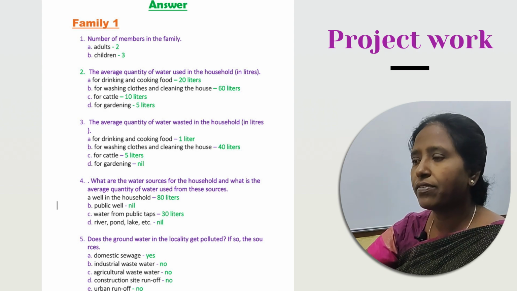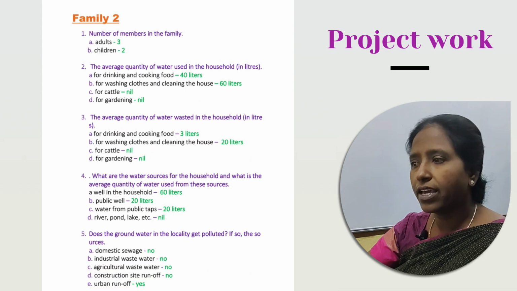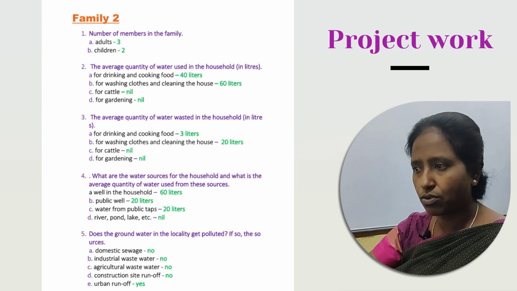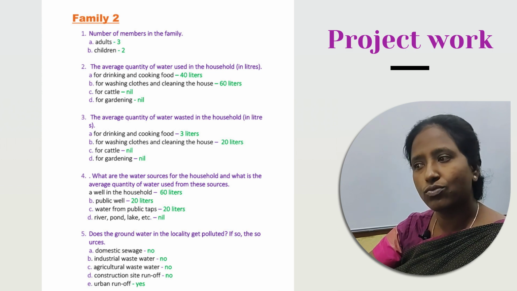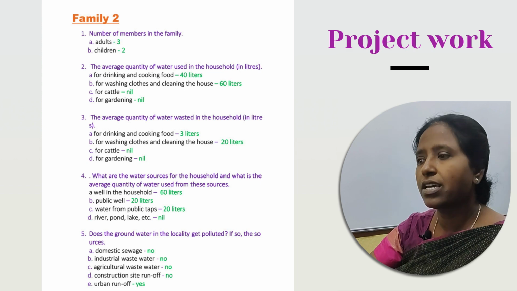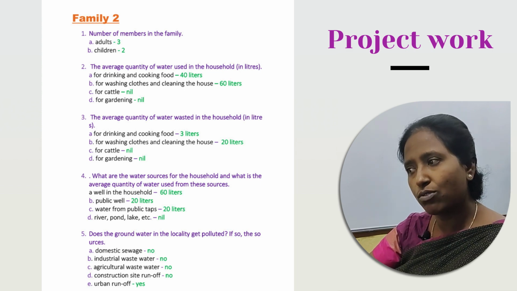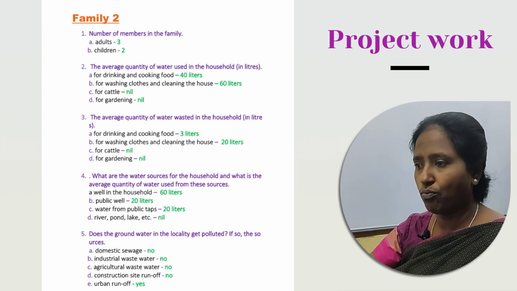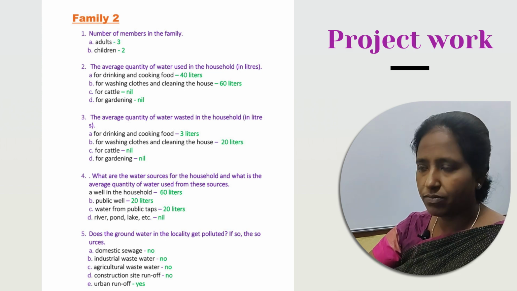Okay. Like that you have to again go to family 2. There, the number of members of the family: adults 3, children 2. Average quantity of water used in the household: for drinking and cooking food, 40 liters. For washing clothes and cleaning the house, 60 liters. For cattle, nil, means no. For gardening, nil, that is no.